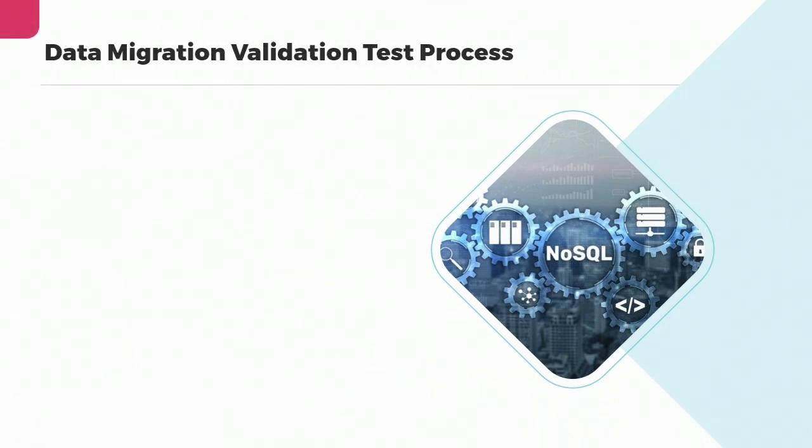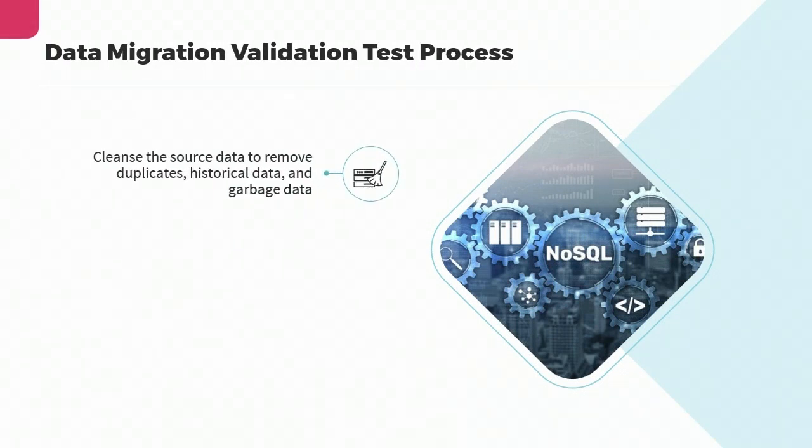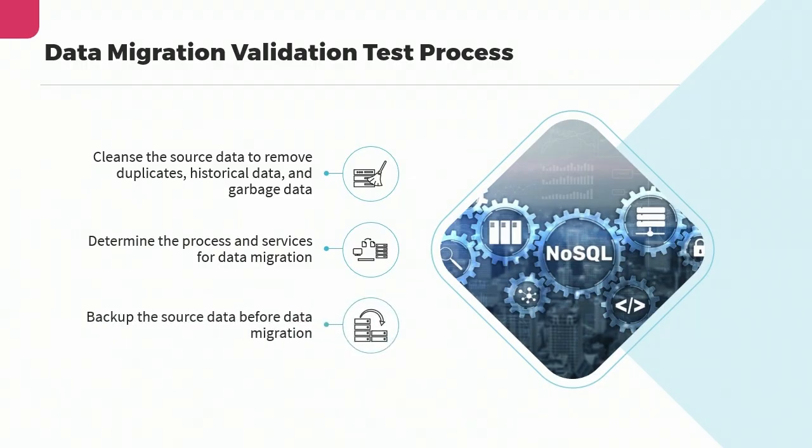Now, these test processes involve cleansing the source data to remove duplicate or historical data and any garbage data, or sometimes redundant data needs to be removed. This will determine the process and services for our data migration, and then we need to back up the source data before any data migration at all. The source data is basically going to be our ground source of truth. We want to keep that in a safe spot while we do some work with this data to transform it in this new layer.